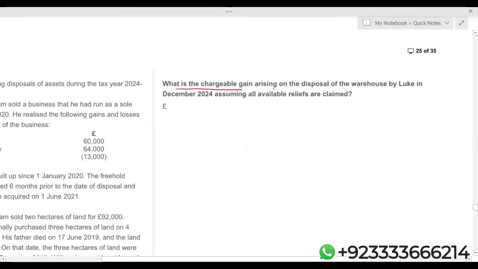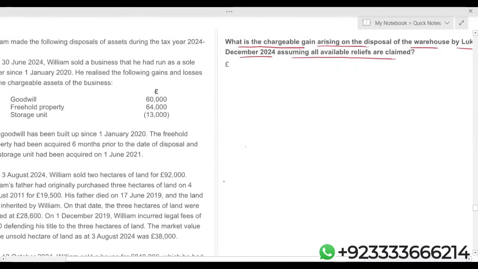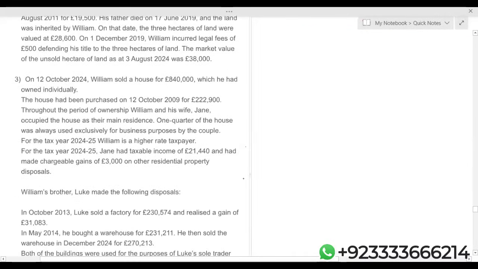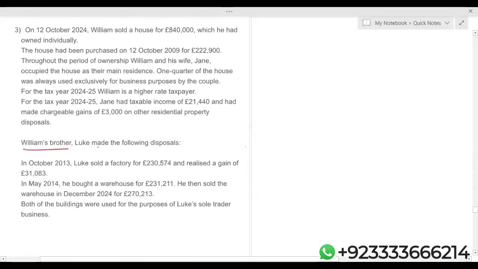What is the chargeable gain arising on the disposal of the warehouse by Luke in December 2024, assuming all available reliefs are claimed? Let's see. Luke. William's brother Luke made the following disposal.